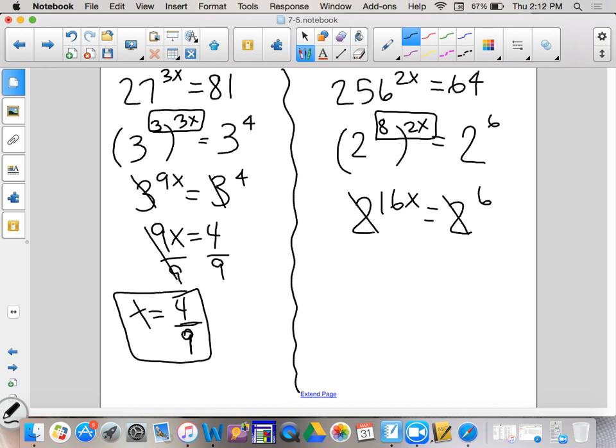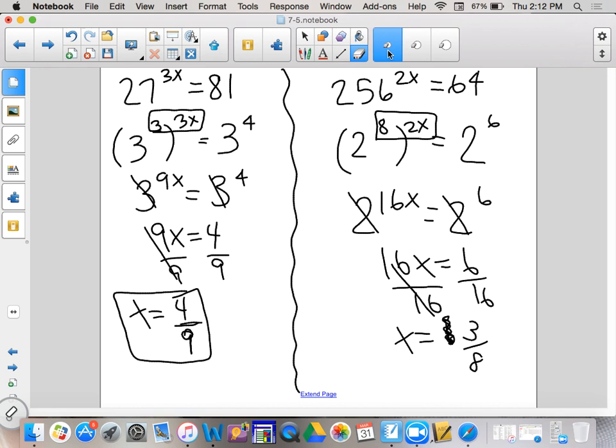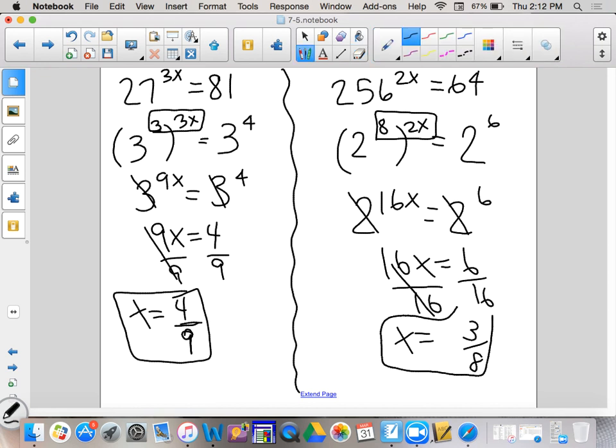My bases cancel out. I'm left with 16x equals 6, divide by 16, and x equals 3/8. Is it 3/8? x equals 3/8. So those are all problems with common bases.